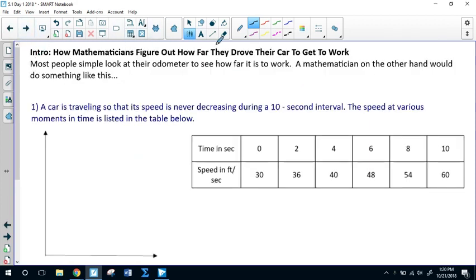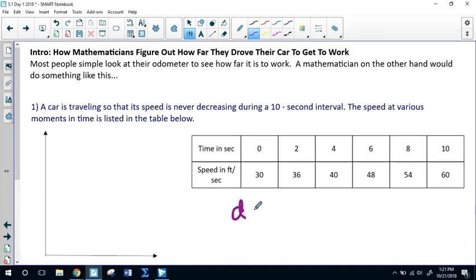Okay, so here's our kind of contrived example of somebody trying to figure out how far they drove to work. If you were a mathematician or someone who just likes to play with numbers, you would maybe look at your odometer and see, oh, every 2 seconds I'm going to calculate my speed. And notice this is in feet per second here. So we're noticing that over 10 seconds, their speed went up, but it didn't go up consistently. It went up by 6, then 4, then 8, then 6, then 6 again. So the speed is not consistent, which means we would need a process to figure out the total distance traveled.